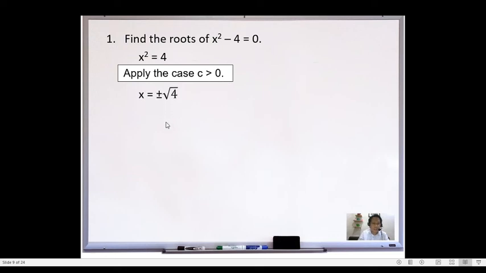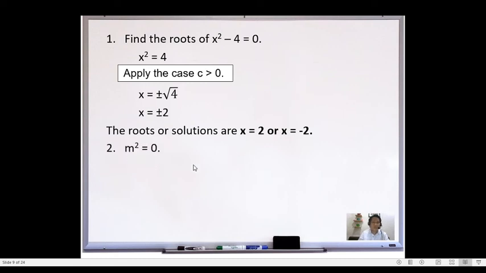So this will give us x is equal to the positive and negative square root of 4. So square root of 4, this will give us 2. So the roots now are x is equal to 2 or x is equal to negative 2. So those are the roots or solutions.